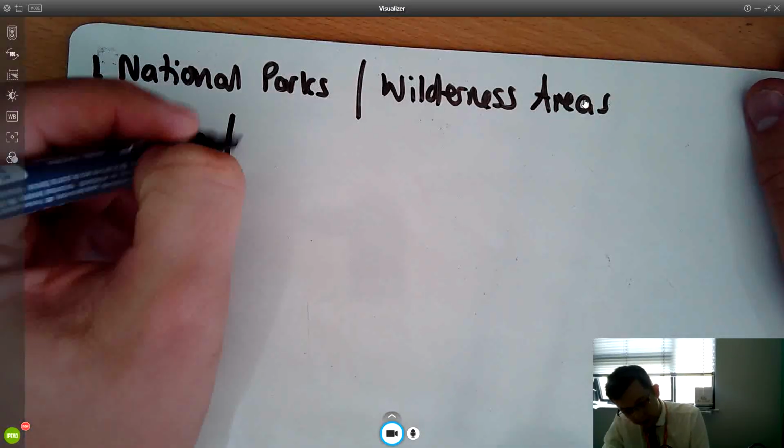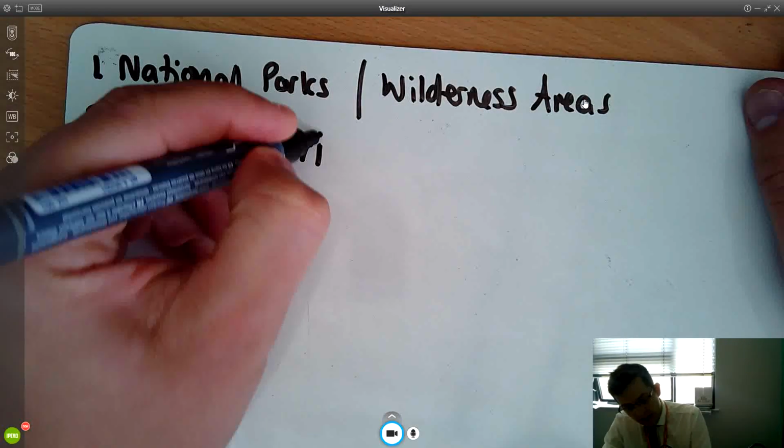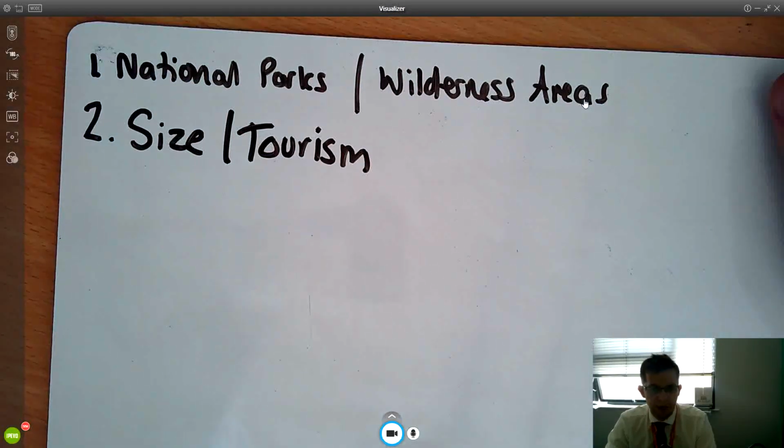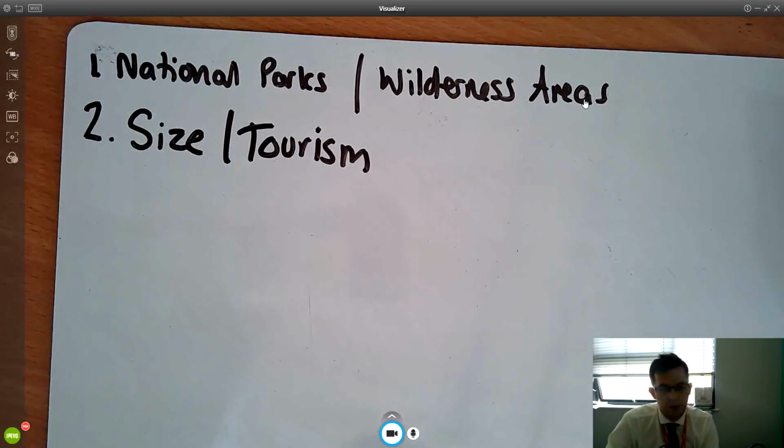We also talked about tourism, and we said that on the one hand, the funding from tourism helps to support the national park or the wilderness area. But actually tourists, whether intentionally or otherwise, do have a negative impact on the environment through things like litter, through disturbing animals in their natural habitats, and through the infrastructure that is required to be built in order to support the tourist industry. That obviously does require some deforestation, the building of roads, and so on.